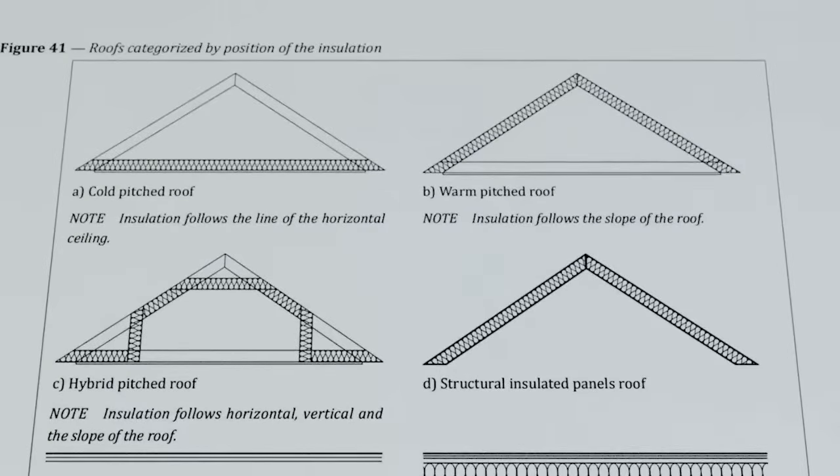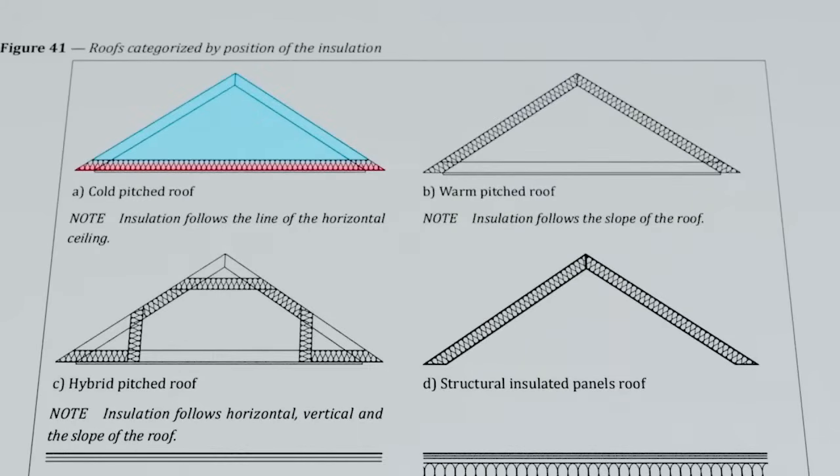BS 5250:2021 defines 4 classes of pitched roof constructions, with a pitched roof being a roof over 10 degrees of pitch, but less than 75 degrees. There are also definitions included for other types of roofs, along with walls and floors, but for today we're focusing on pitched roofing.